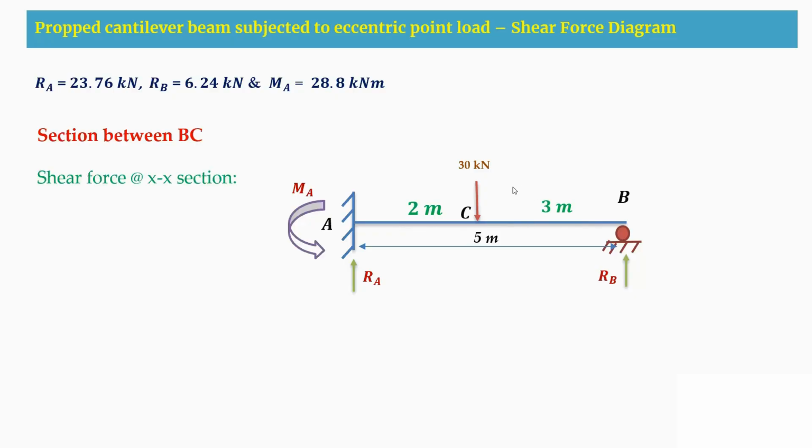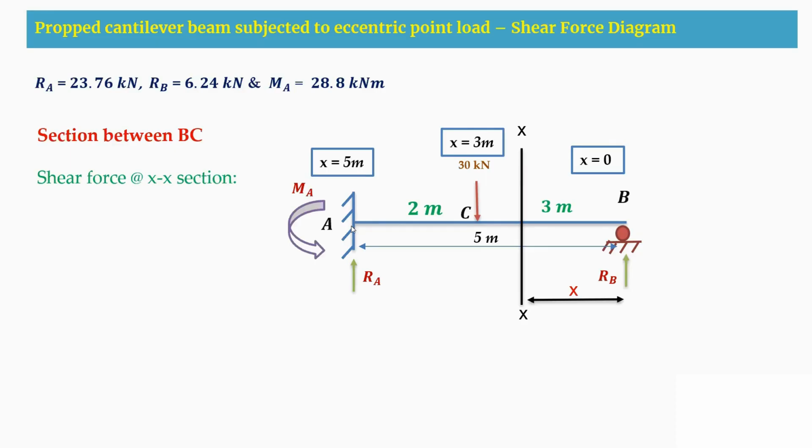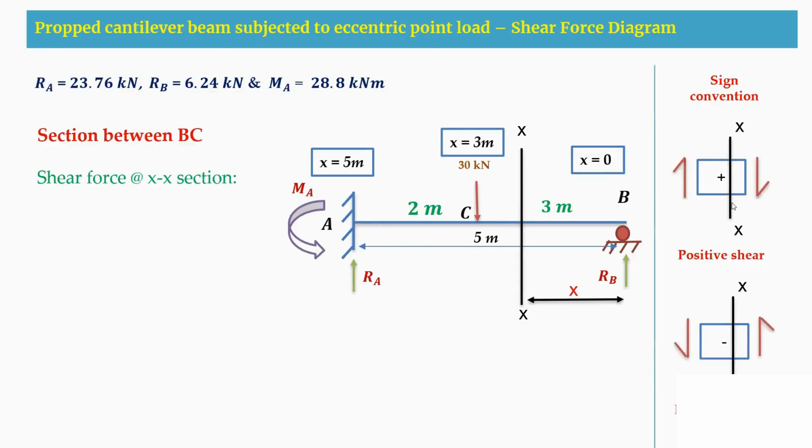The shear force at the XX section, this is your cutting section, is at a distance of X from this B support. I am going to consider B as the origin. Therefore X is equal to 0 at B support, X is equal to 3 meters at the C support, and X is equal to 5 meters at the A support, so it ranges from 0 to 5 meters. Before going to that, I am writing the sign convention here. Towards the section, when we have a clockwise shear, we call it a positive shear.